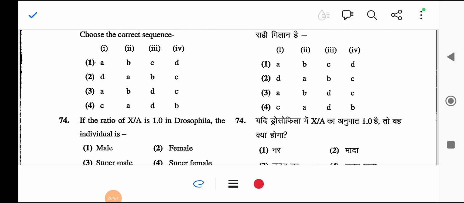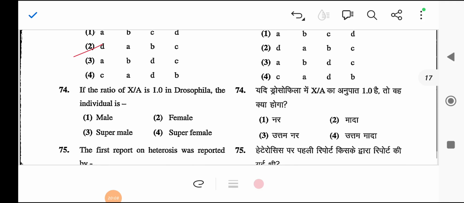So answer here is B. Next, if the ratio of X by A is 1 in Drosophila, the individual is... So there is a different ratio which can determine whether it is male, super male, a female, super female. So if the ratio is 1, in that case it is female.